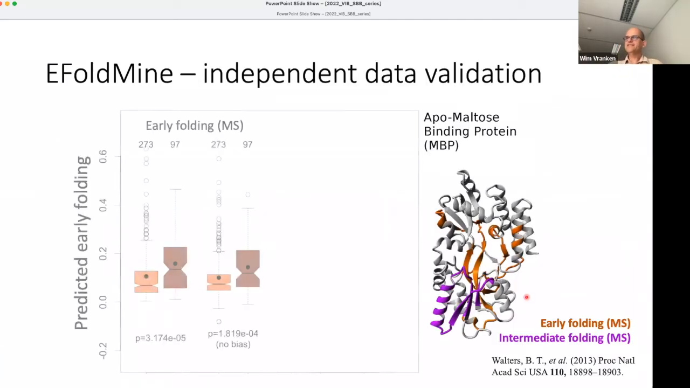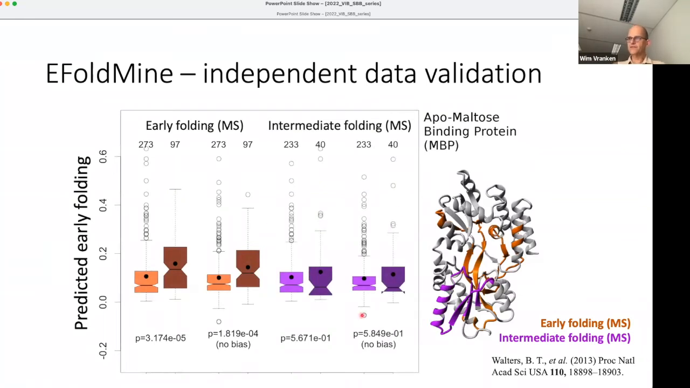Again, we did independent validation. I will go over this part rather quickly, but you can see that if you look at the early folding regions, these are the ones where we predict early folding. This is data from mass spec, so again, independent, not in our training set. Here you get much higher values than where there is no early folding, also according to the mass spec. Whereas in regions that have intermediate folding, there is no difference in our prediction. So that means that it seems to capture, also based on mass spec data, the early folding.